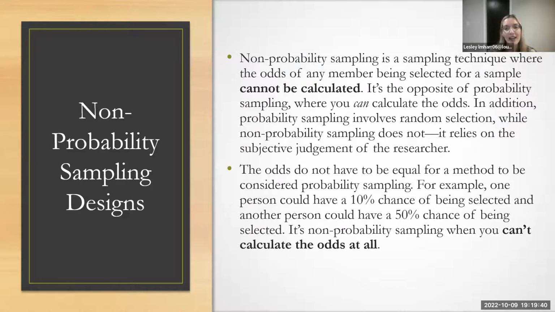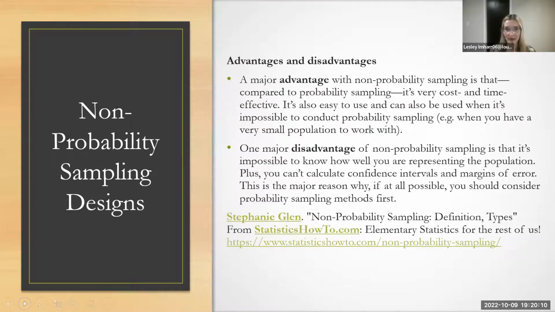The odds do not have to be equal for a method to be considered probability sampling. For example, one person could have a 10% chance of being selected and another person could have a 50% chance of being selected. It's non-probability sampling when you cannot calculate the odds at all. And I would say that's okay, because looking at the odds of being selected is not really the purpose or the point of non-probability sampling. It's just important to keep that in the back of our minds. So for this week's journal assignment, I'm going to ask you about the strengths and limitations of your chosen sampling approach.